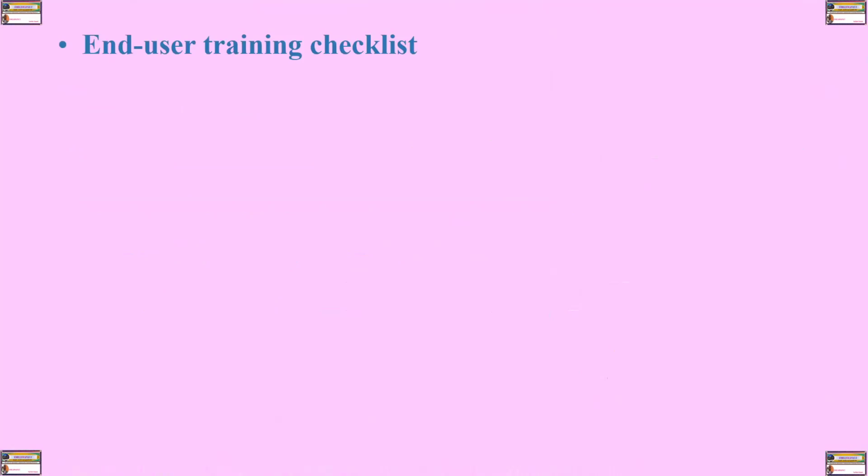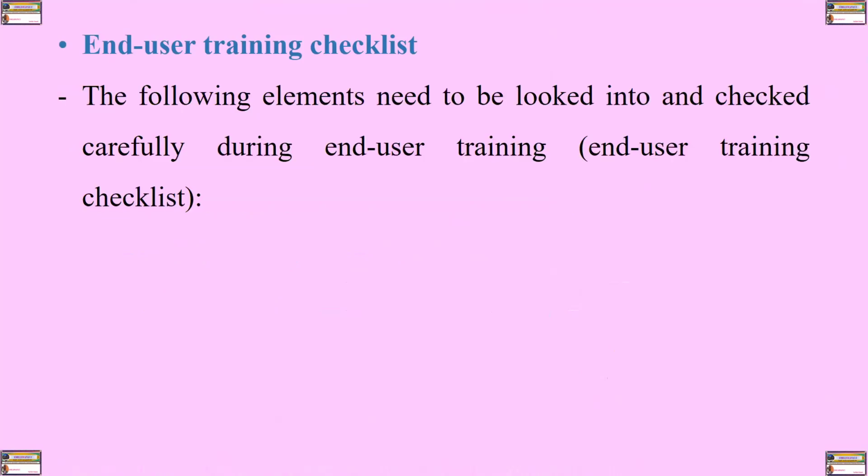So what is the checklist? What are some of the things that you must check so that you can be sure that you administer user training effectively? The following elements need to be looked into and checked carefully during end user training, or what we call the end user training checklist.